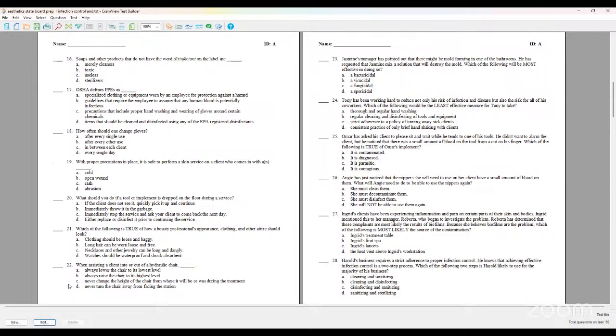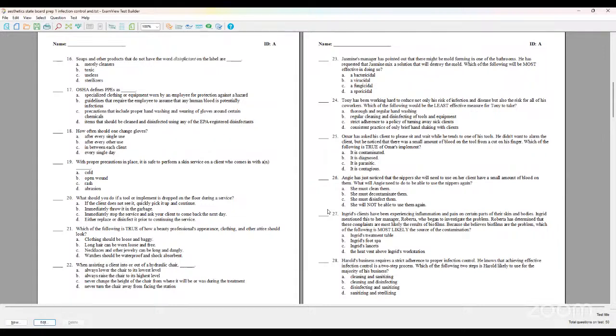All right. 24. Tony has been working hard to reduce not only his risk of infection and disease, but also the risk for all of his coworkers. Which of the following would be the least effective measure for Tony to take? Is it thorough and regular hand washing, regular cleaning and disinfecting of tools and equipment, strict adherence to a policy of turning away sick clients, or consistent practice of only brief handshaking with clients?